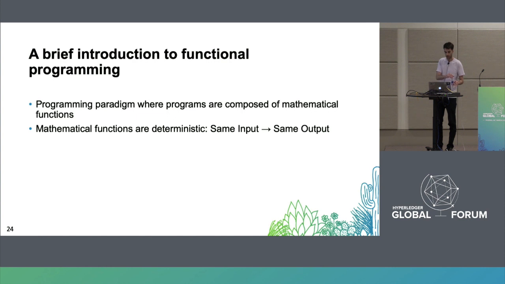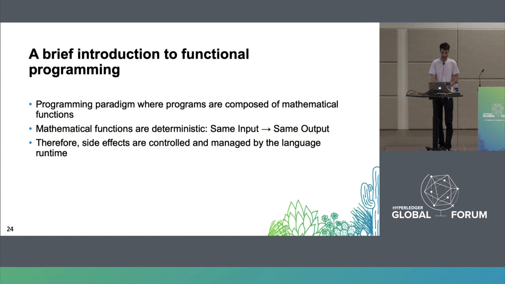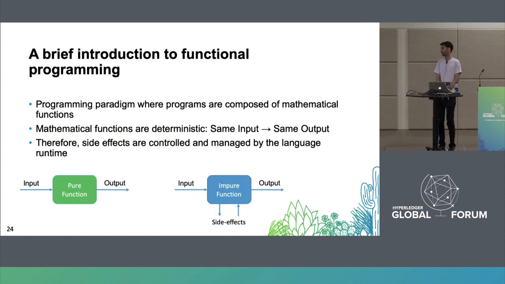A mathematical function basically means if you give the same input to a function, you will always get the same output, and nothing else will happen. An illustration of that is at the bottom here. With a pure function, you give it an input, and the output will always be the same. However, with an impure function, other things can happen as well. And these other things that could change the result each time are called side effects.